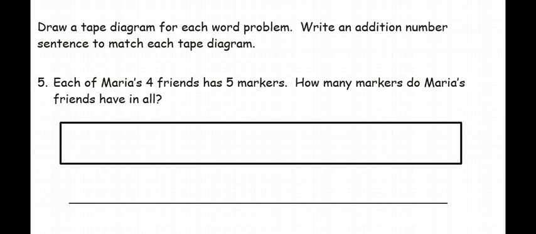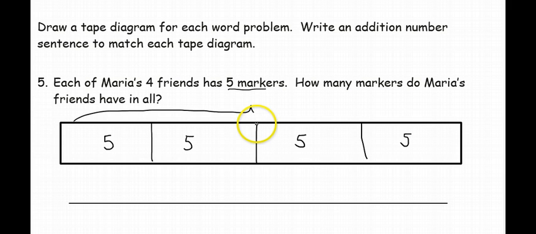It says draw a tape diagram for each word problem and write an addition number sentence to match each tape diagram. Question 5 says each of Maria's 4 friends has 5 markers. How many markers do Maria's friends have in all? Well, since Maria has 4 friends, I'm going to divide the tape into 4 sections. Each section represents 1 friend. And then each friend has 5 markers, so I'll put 5 in each section. And the question is, how many markers do we have in all?